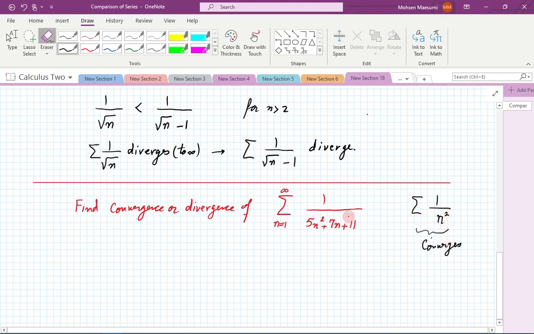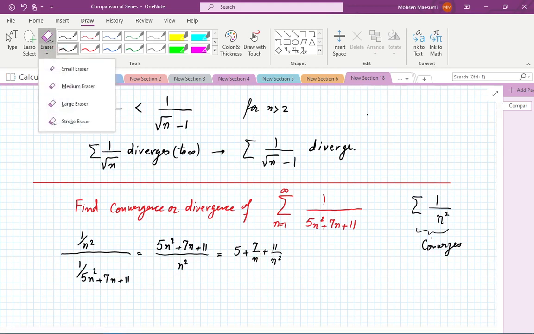So how do I use a limit comparison test? I take a ratio of these two. So I take a ratio, 1 over n squared over 1 over 5n squared plus 7n plus 11. Cross multiply, this becomes 5n squared plus 7n plus 11 over n squared. Simplify this thing, it becomes 5 plus 7 over n plus 11 over n squared.